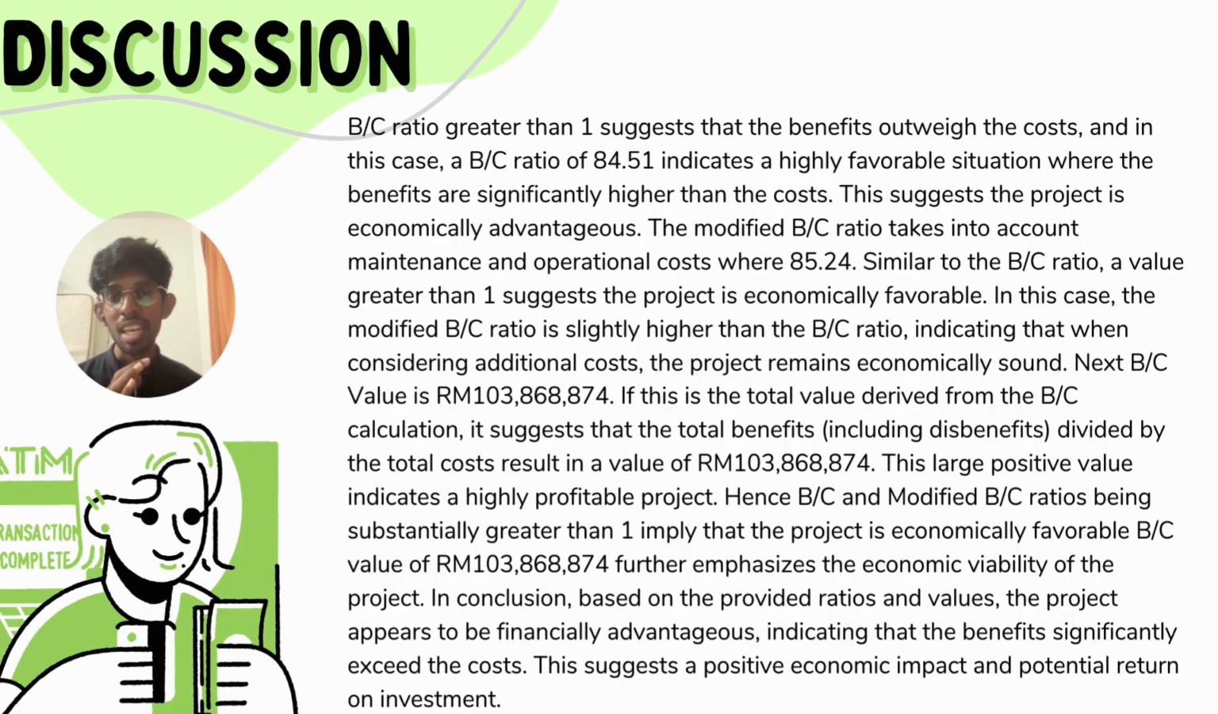Hence, it can be concluded that B over C and modified B over C ratios being substantially greater than 1 imply that the project is economically favorable, and further emphasize the economic viability of this project. So this also suggests a positive economic impact and a potential return on investment by doing this large project. And that is all from me. Thank you.